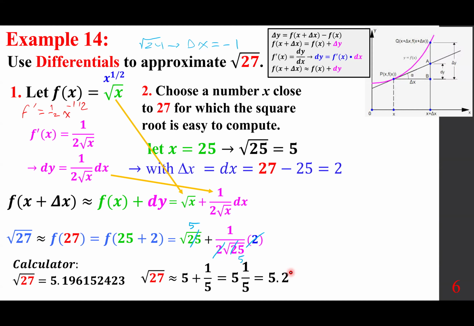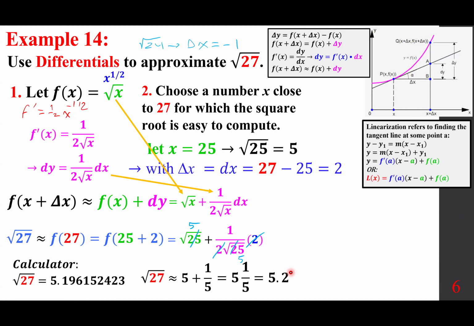And again, we're going to use linearization. And to use linearization, that means find the tangent line. To find the tangent line, or L of x, you need a function. Here's your function. f of x is square root of x. You need a point at x equals 25. When you plug in, you get 5. That means the pair is 25, comma 5.